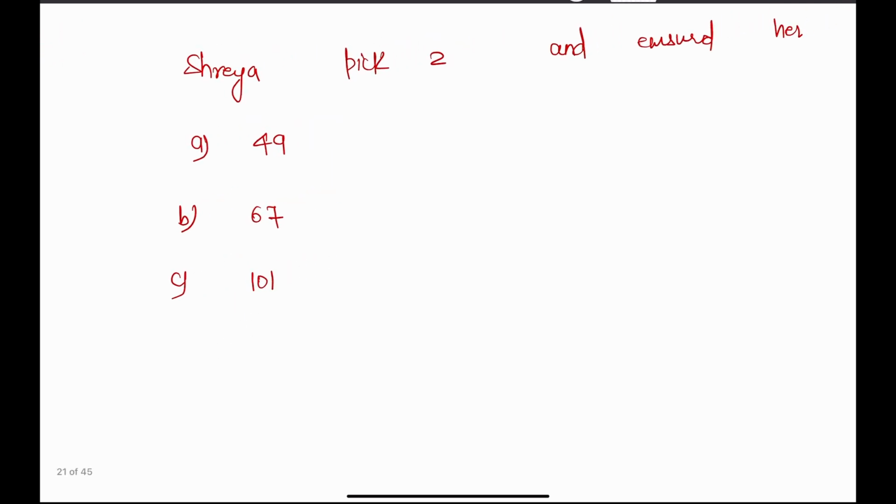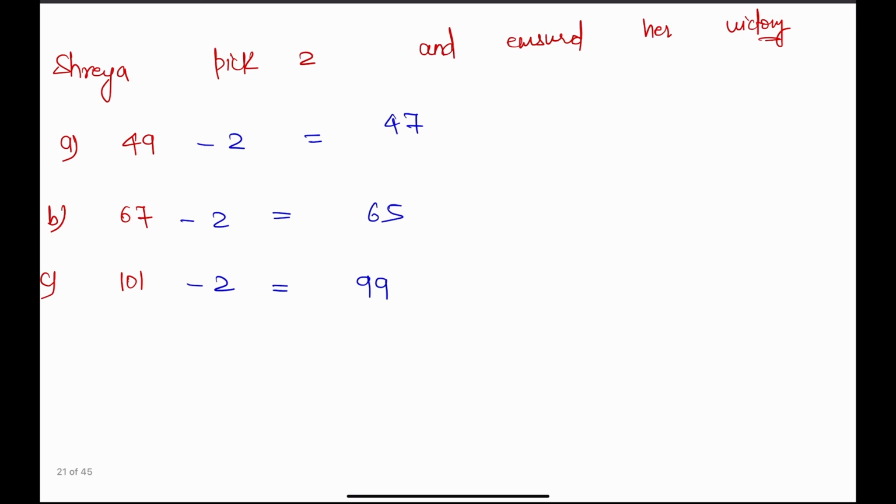So we'll see. What did Shreya do? Shreya picked her 2 coins, and then it will be 47, it will be 65, here it will be 99, and it brings the person onto the losing series. So this should be the losing series. Let's see how it is. It will be 8k minus 1. 8 into 6, 48. 48 minus 1 is 47, correct? This is 8k, 64 plus 1.